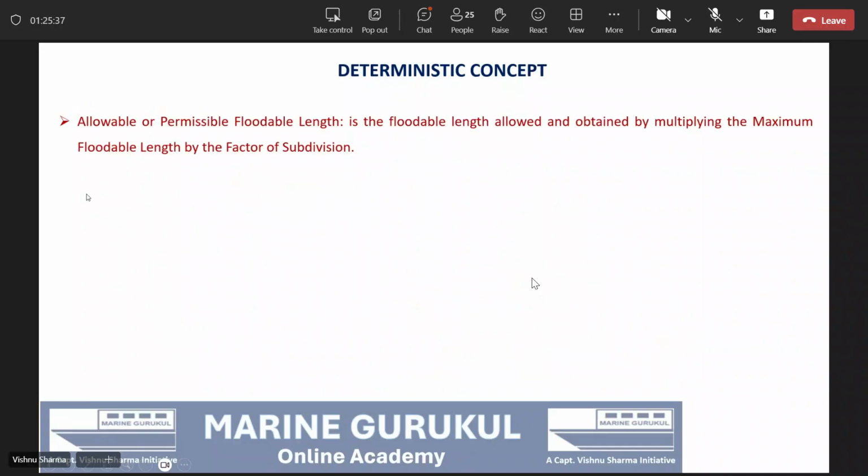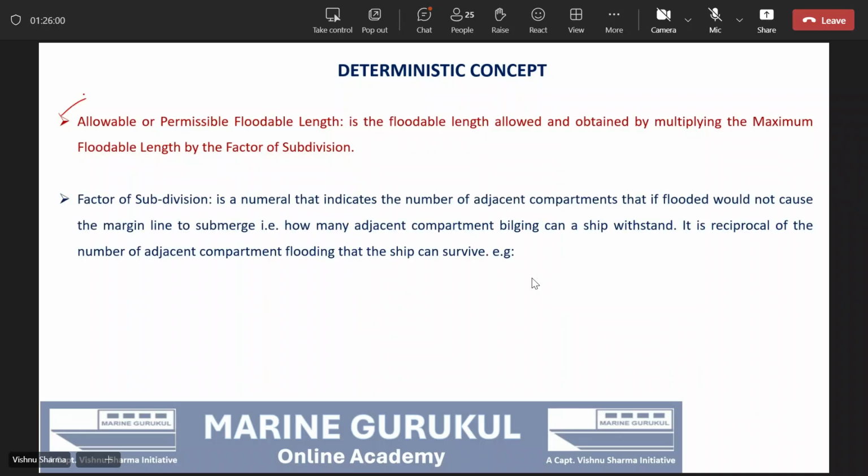Okay. What is allowable or permissible floodable length? Now, one is maximum. Second is how much can you have? What is the permissible on a ship? It is the floodable length allowed by multiplying the maximum floodable length with a factor of subdivision. Now we'll come back to this once we understand factor of subdivision.